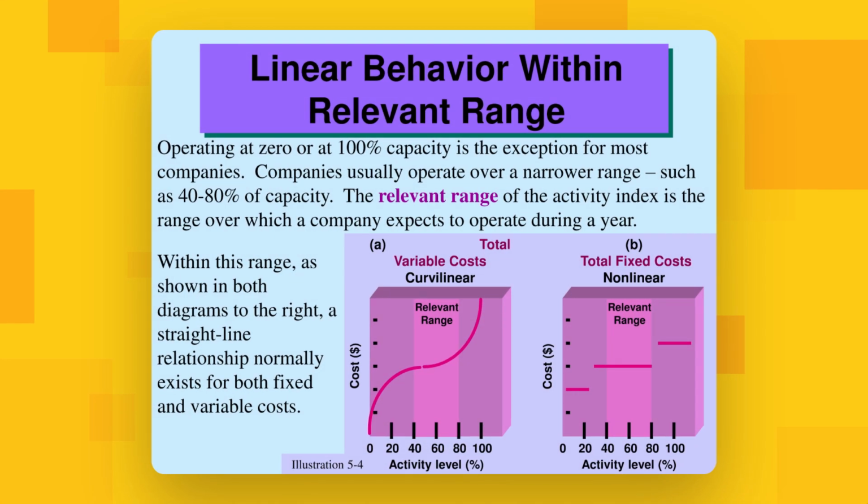And curvilinear within the relevant range is this one, no? Operating at 0 or at 100% is the exception for most companies. So companies usually operate over a narrower range. Therefore, relevant range is the index range over which the company expects to operate during the year. So just only a graph, to show how the curvilinear and nonlinear will respond or part of your relevant range. Alright.